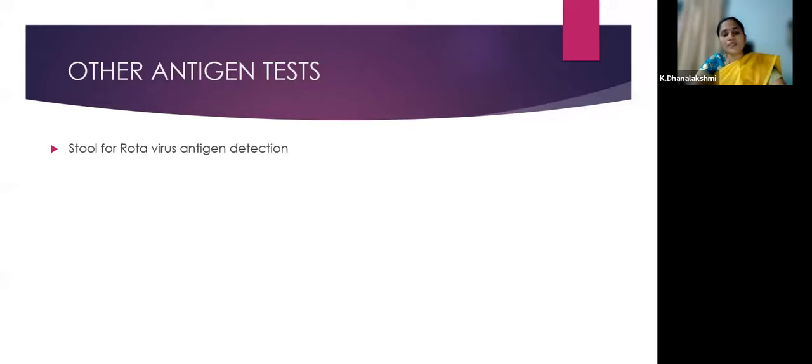So we may not do rotaviral in all the simple AWD cases. The hydration is okay. We are not going to do anything. There is no point in doing this rotaviral antigen test. Suppose the child got admitted because of dehydration. If it is a young infant, you have a dilemma whether to start antibiotics.